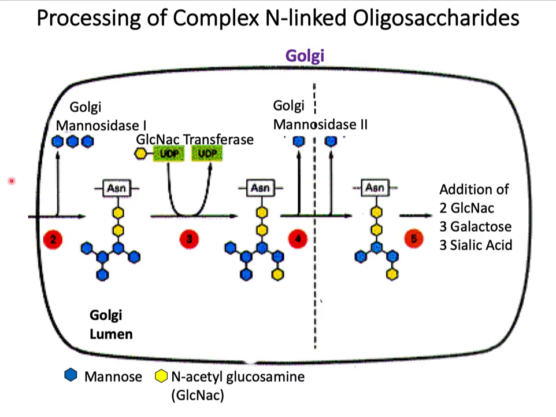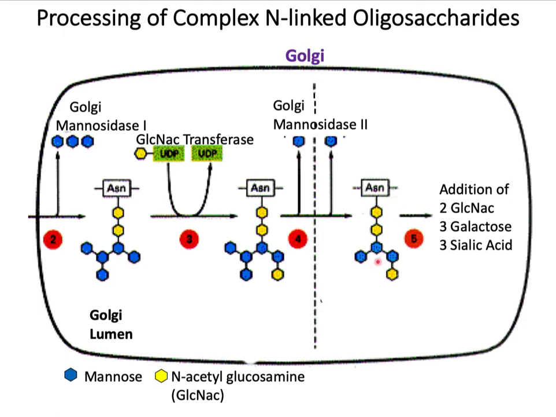So here are the steps in the Golgi. We have seen the steps in the modification in the ER, and now we are looking at the Golgi. Once this protein enters the Golgi apparatus, you have the removal of 3 additional mannose by Golgi mannosidase 1. Then you get the addition of an N-acetylglucosamine with the enzyme glucosamine transferase, and you have the removal of 2 additional mannoses, as you can see here, with Golgi mannosidase 2.